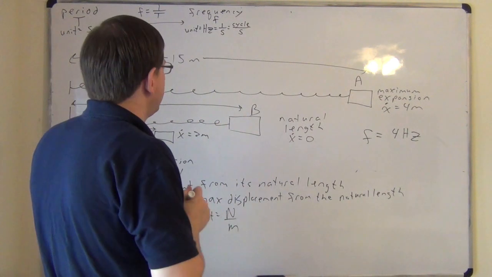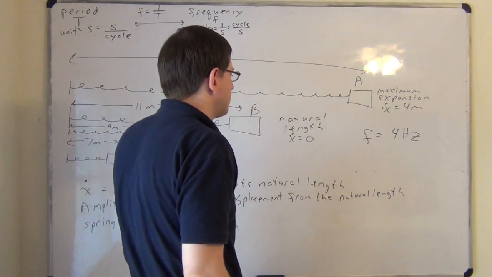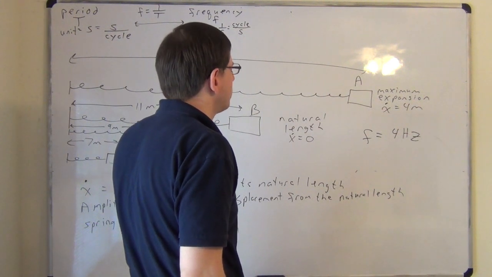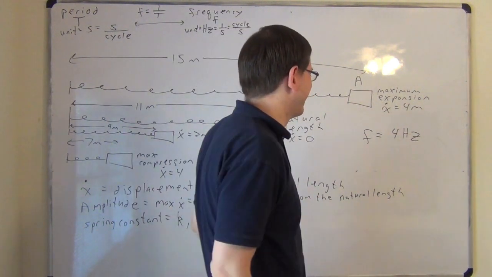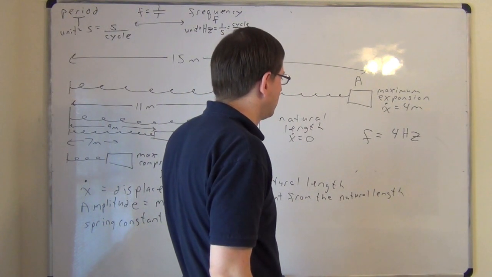So for example, if I tell you that the frequency of this spring is 4 hertz, how would you translate that? What does that mean in words? There are 4 cycles completed in 1 second.